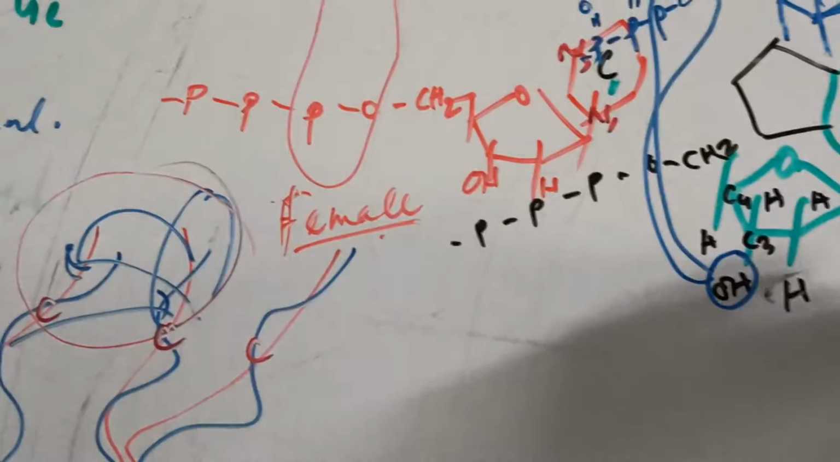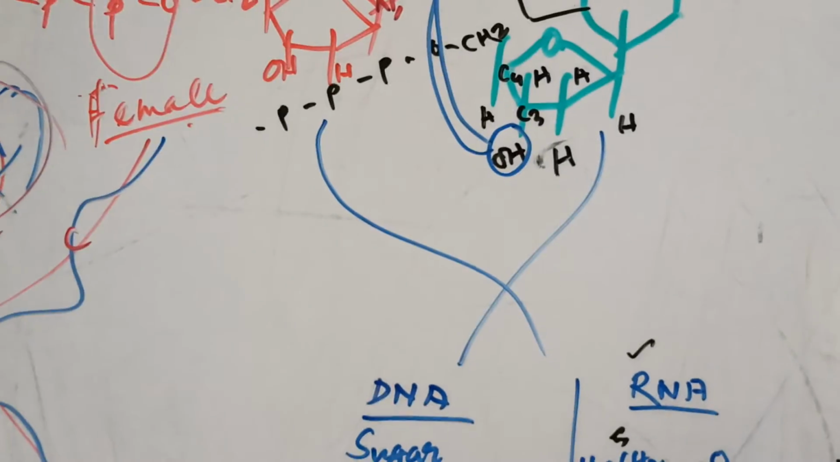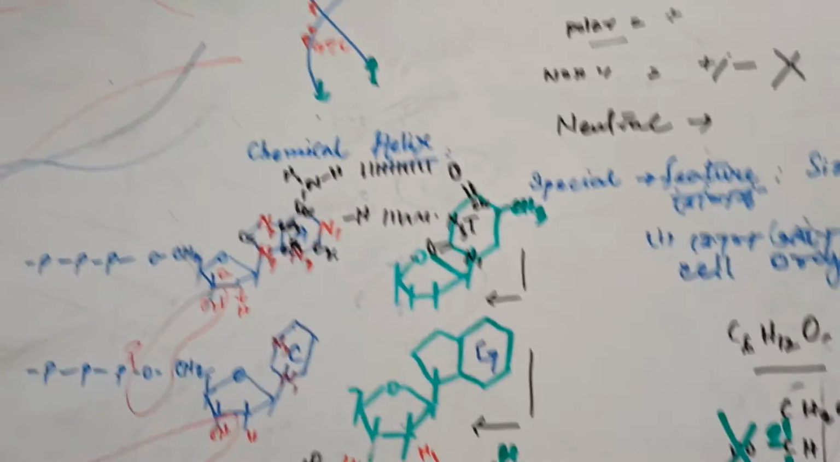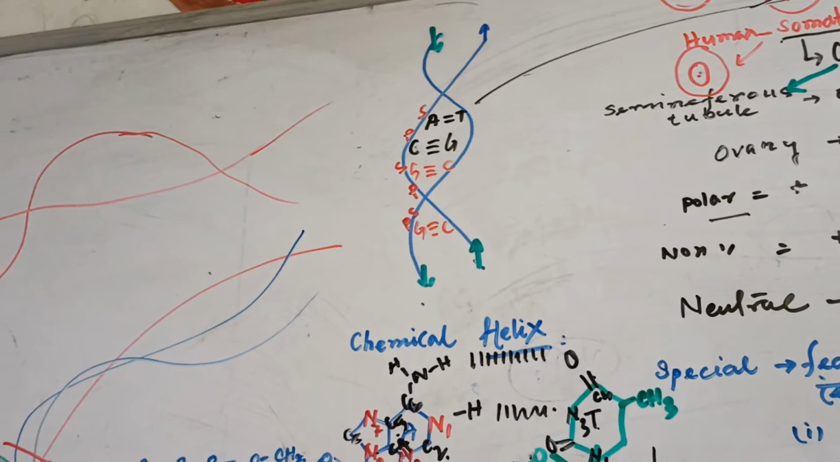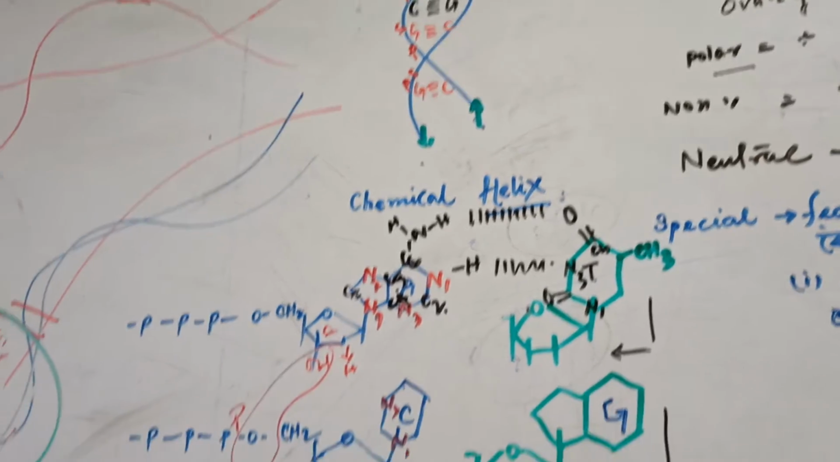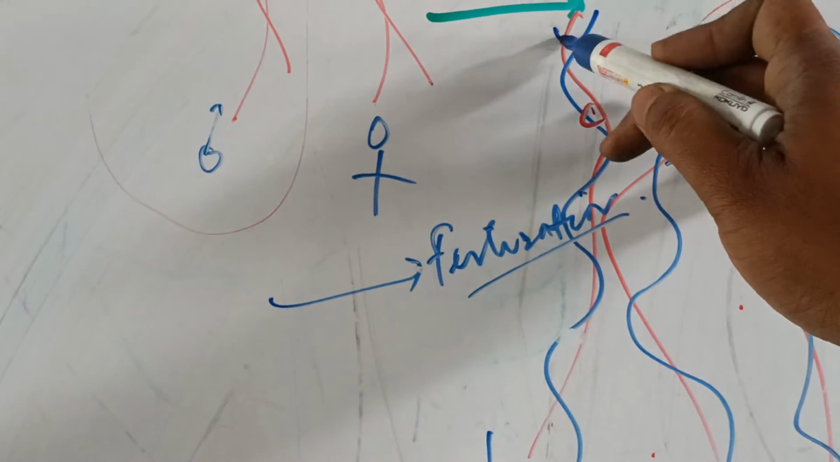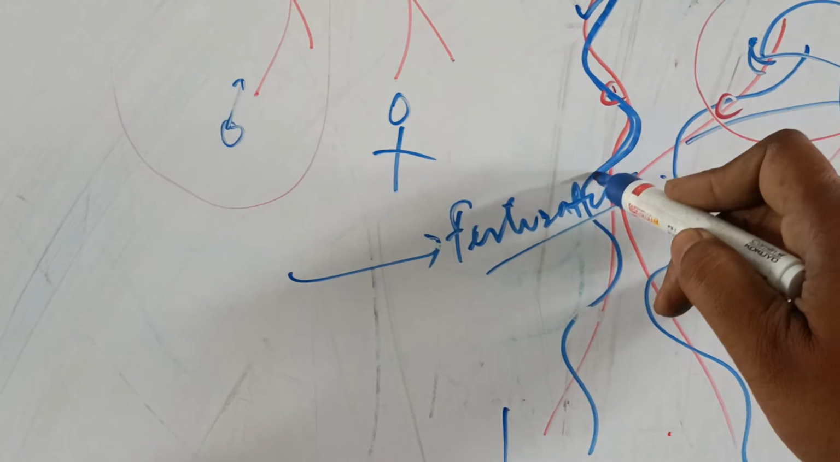So in this way you will find a helix forming, and this way the cell generates 4 strands. Suppose you can see here, the previous strand will form another strand corresponding to the red one.